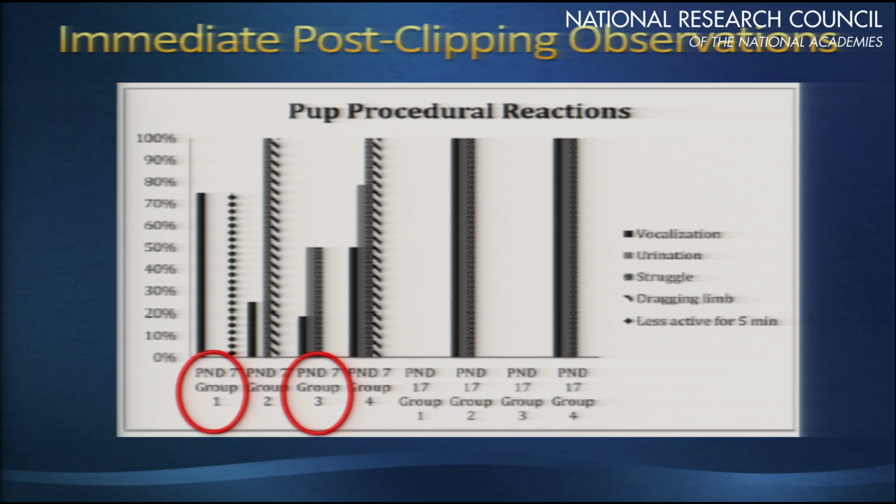Contrast that to the same groups, but at postnatal day 7, there were some signs of vocalization and some limb dragging in group 1. Group 3 recognized at postnatal day 7 was just restraint. It was sham. So just handling the animals at that age was distressful. And this had been seen and reported in some of the earlier work that was done.